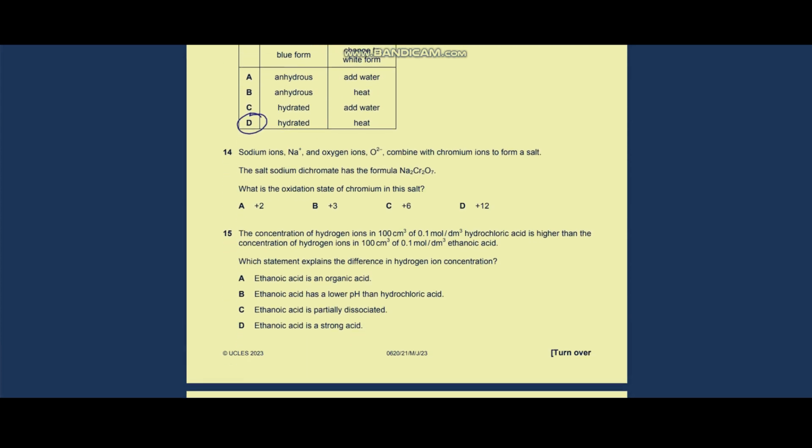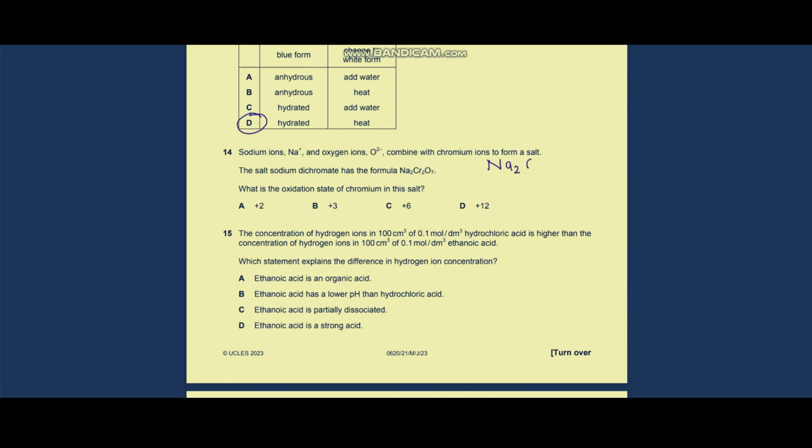Sodium ion Na plus and oxygen O2 minus combine with the chromium ion to form a salt. The salt sodium dichromate has the formula Na2Cr2O7. What is the oxidation state of chromium in this salt?